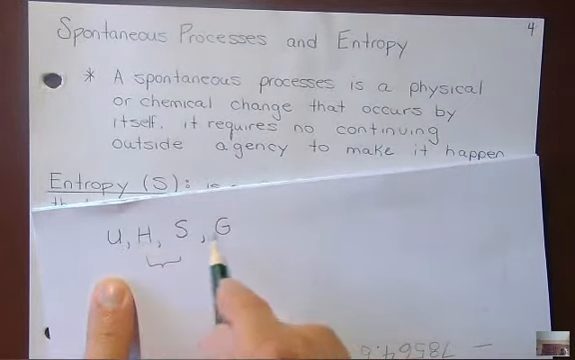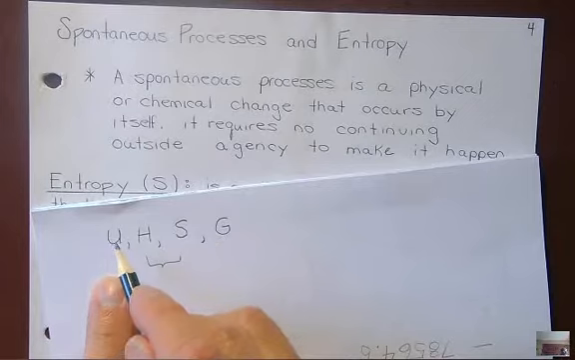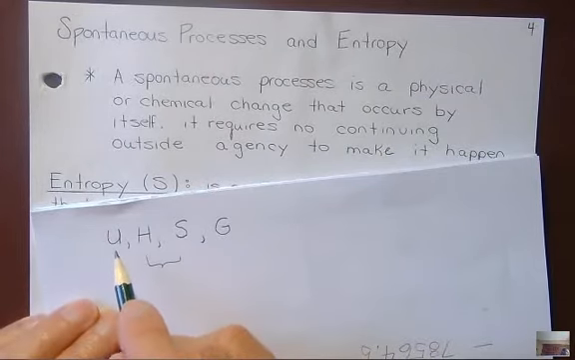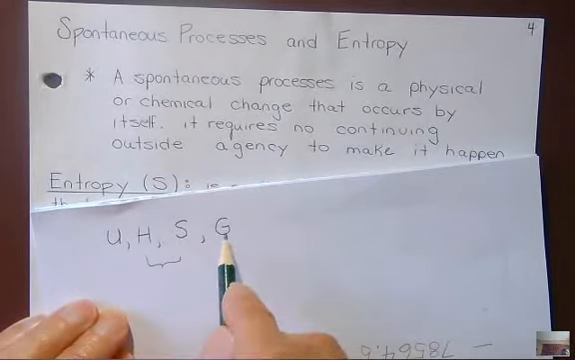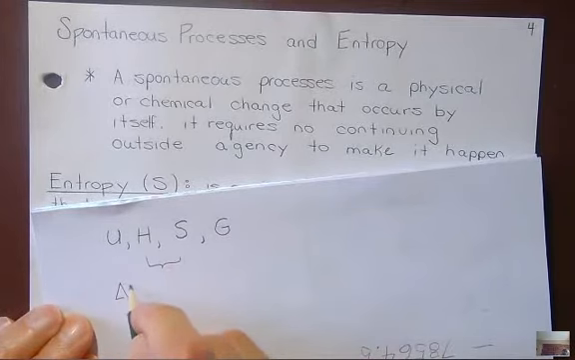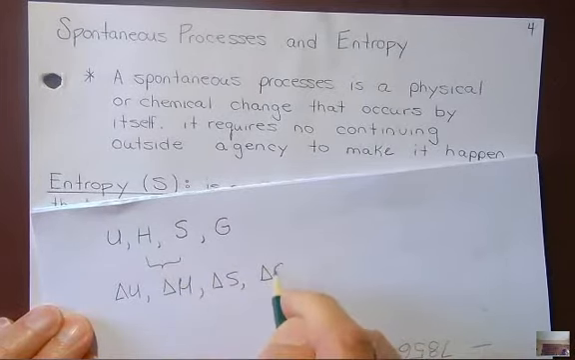So those are all capitals, they are all state functions, they're independent of the path. For a particular chemical system, like 1 mole of oxygen gas, you can find out what these values are. But more importantly, we want to see the differences in them: delta U, delta H, delta S, and delta G.